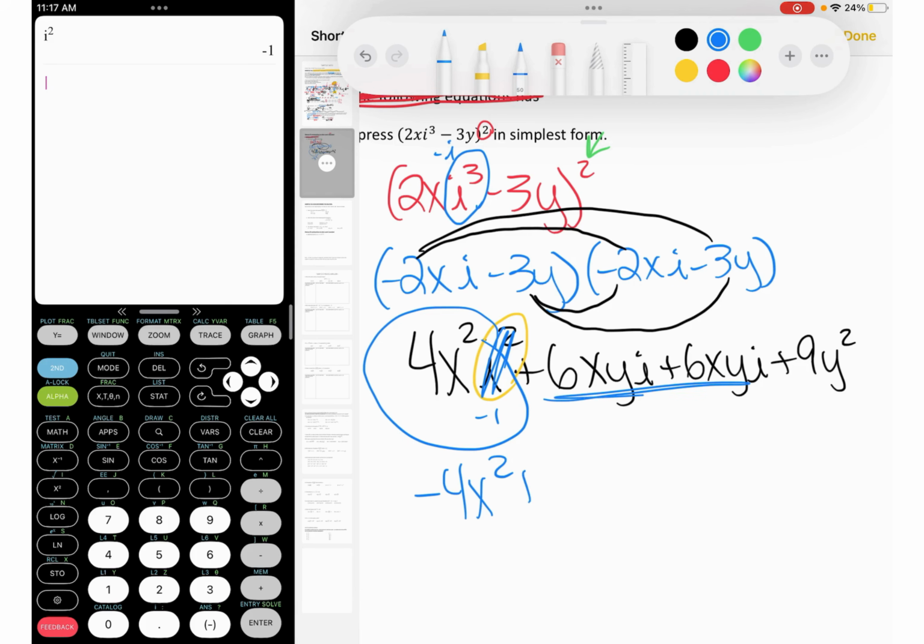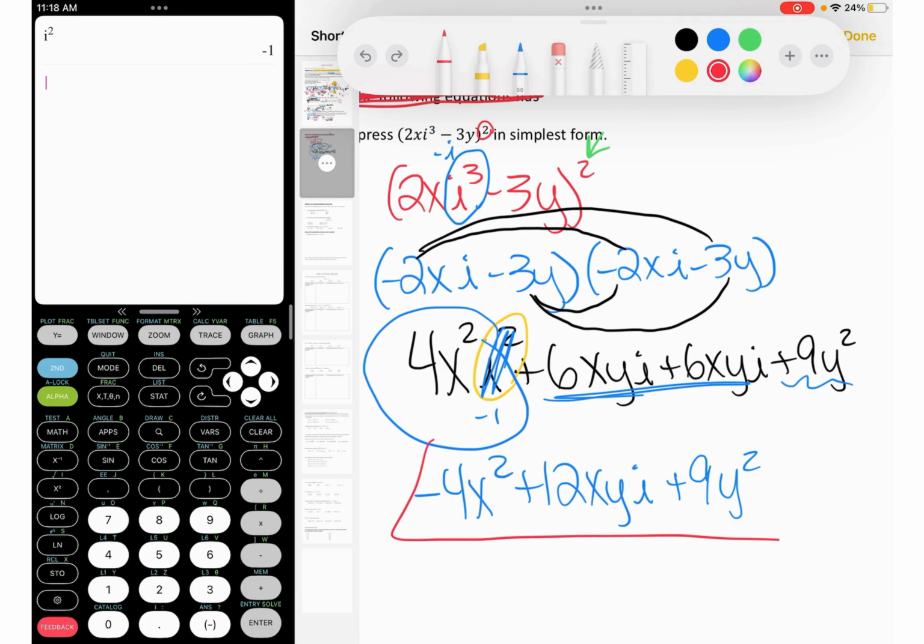These can combine. It'll get me plus 12xyi, and then this doesn't combine with anything. It'll come down as a 9y squared. Now, I can keep a squared on a y. It's just that you can't have an exponent on an i in your final simplified answer. So nothing else combines. That's my final answer.